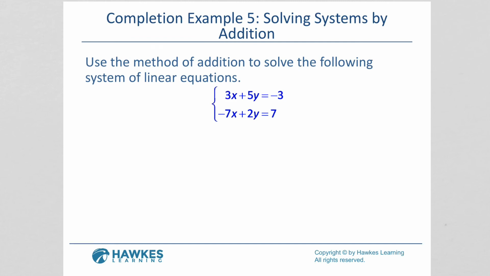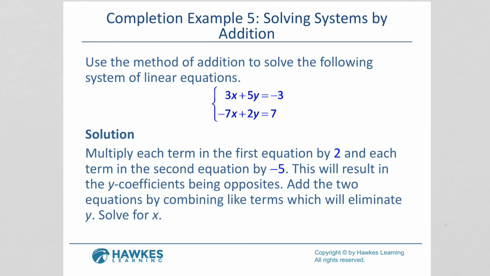Example 5. Use the method of addition to solve the following system of linear equations. 3x plus 5y equals negative 3. Negative 7x plus 2y equals 7. For this solution, I'm going to multiply each term in the first equation by 2 and each term in the second equation by negative 5. This will result in the y coefficients being opposites, and the two equations, by combining like terms, will eliminate y.